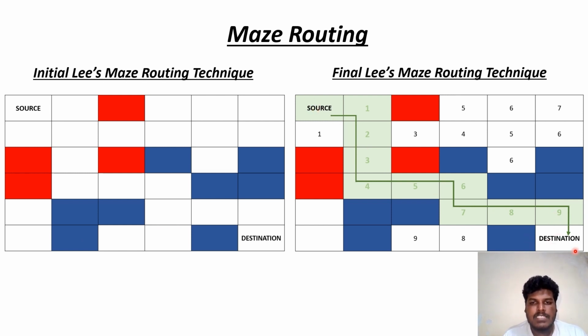The traceback starts from destination to source, which guarantees the breadth first algorithm the shortest path from destination to source if there are more than one or two possible tracks available. Hence, Lee's maze algorithm is effective in routing. Thank you.